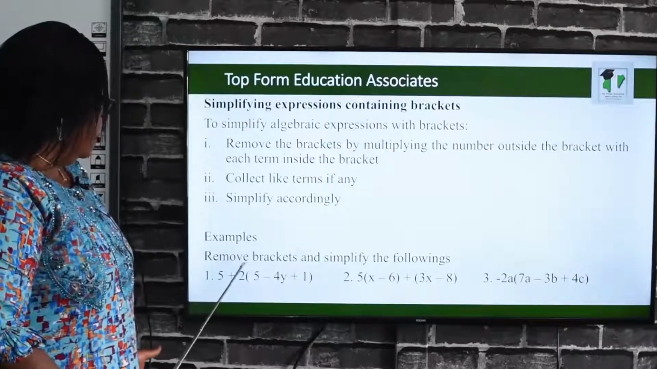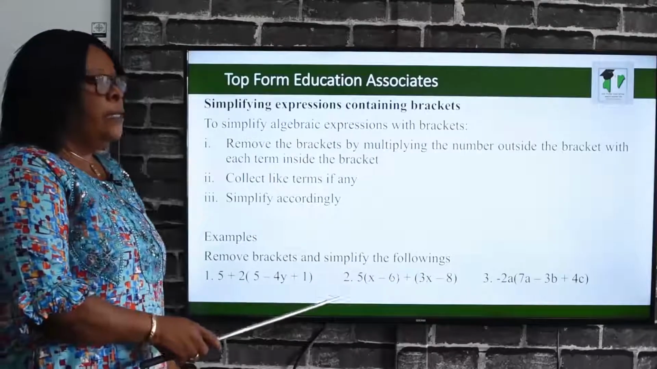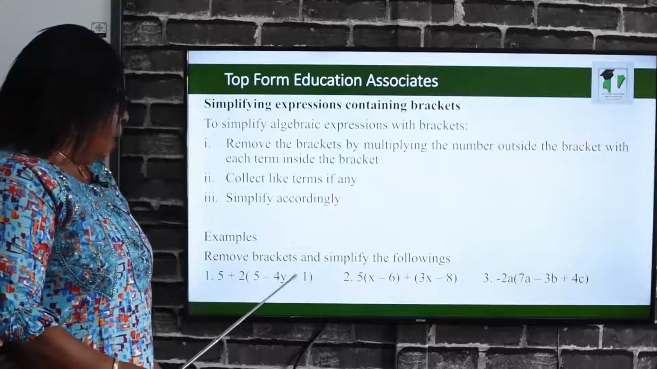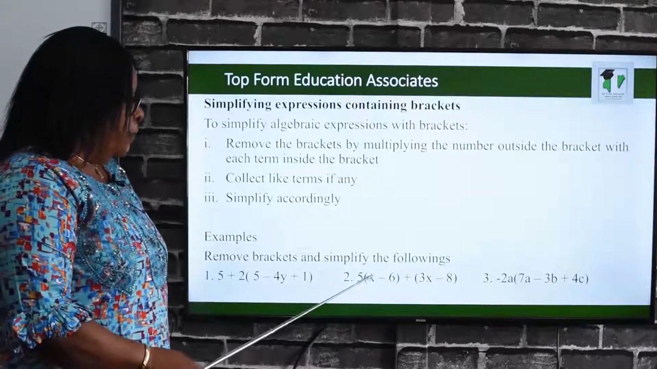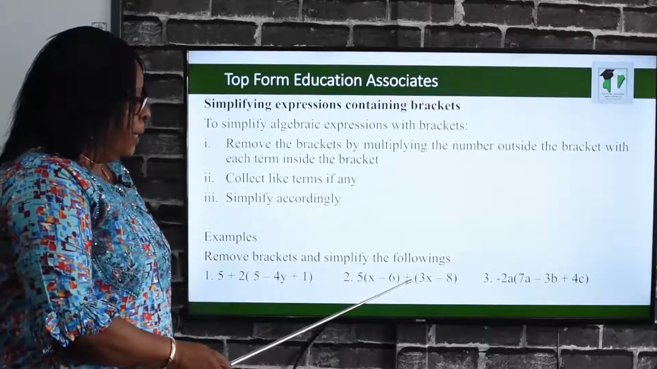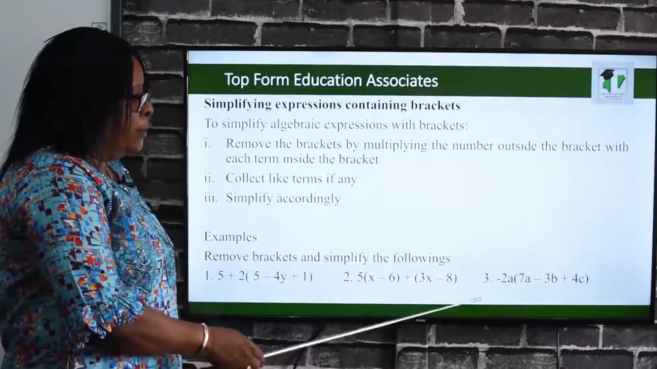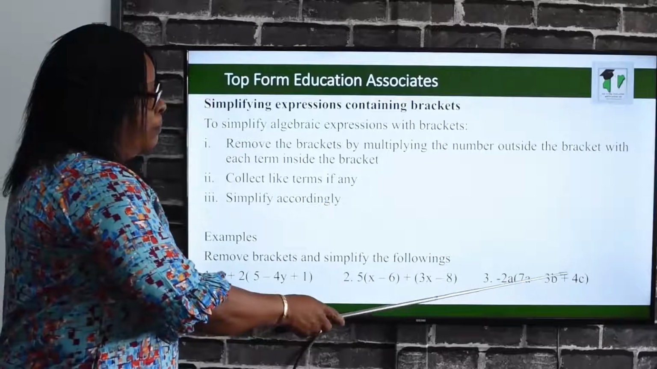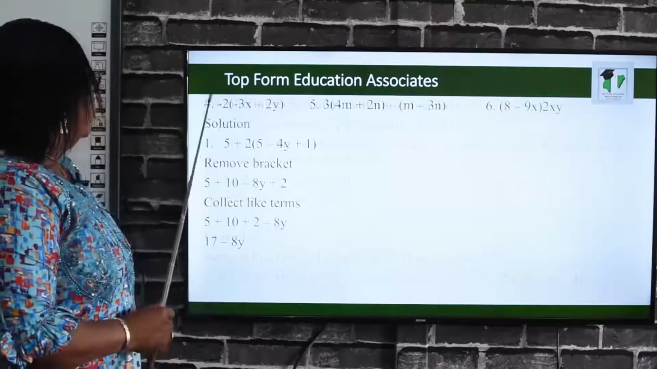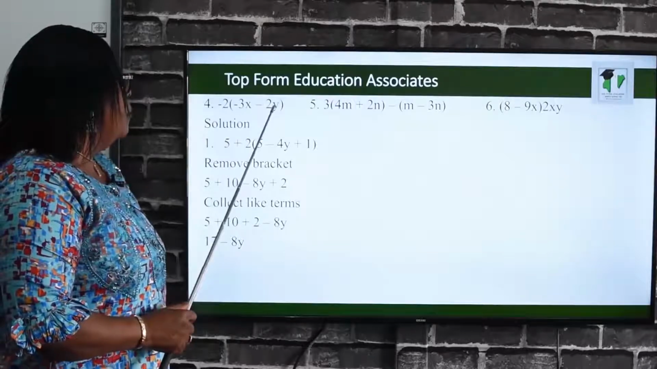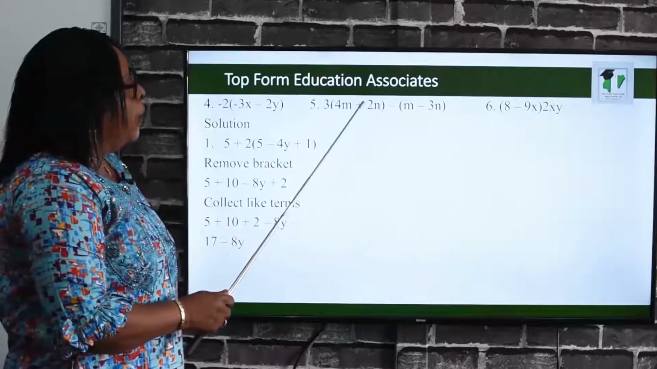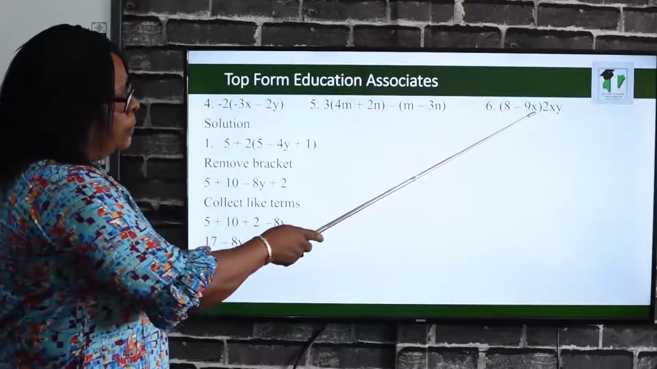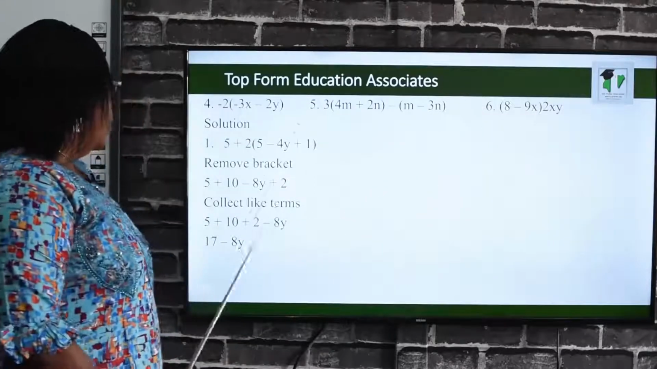Let's look at examples. Remove brackets and simplify the following. 1, 5 plus 2 brackets 5 minus 4y plus 1. 2, 5 into x minus 6 bracket plus bracket 3x minus 8. And 3, minus 2a into 7a minus 3b plus 4c. 4, minus 2 into minus 3x minus 2y. 5, 3 into 4m plus m minus 3m. And 6, 8 minus 9x into 2xy. Solution.